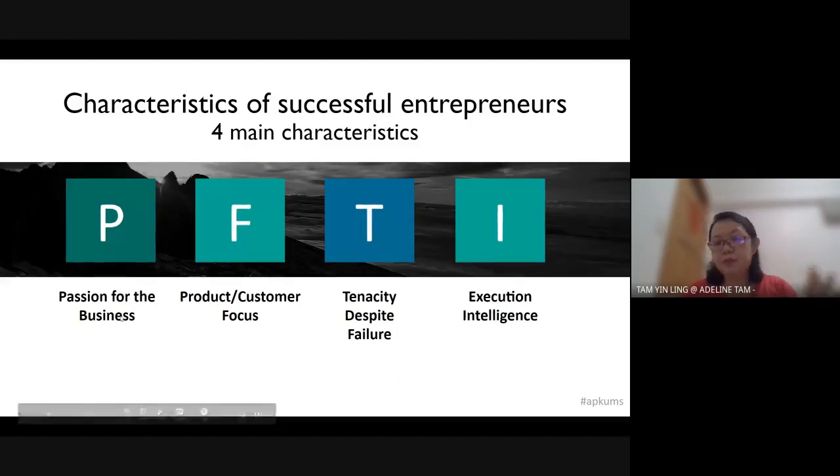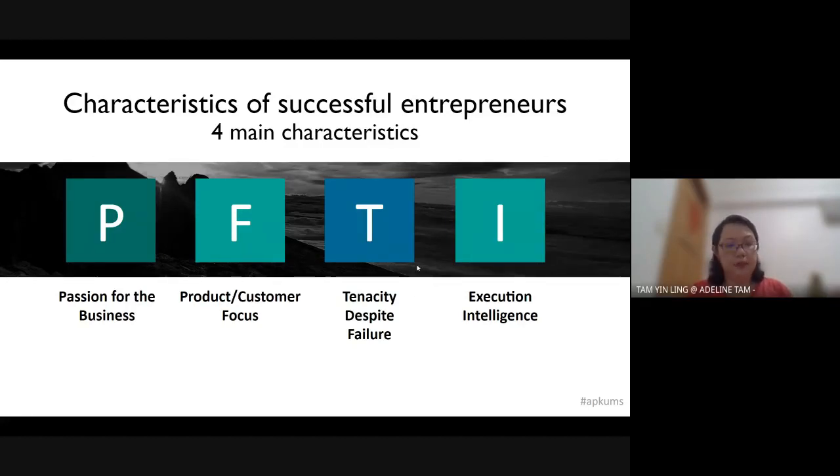First, passion for business. They love their business. They would like to create products, and they like to create something for their business. Then they focus on product and customers. That means you focus on improving your product, and at the same time, you hope to solve your customers' problems and find solutions for many things. So product and customer focus is very important. They are not focusing on their own companies or their own profit. No, they are focusing more on products and consumers rather than themselves.